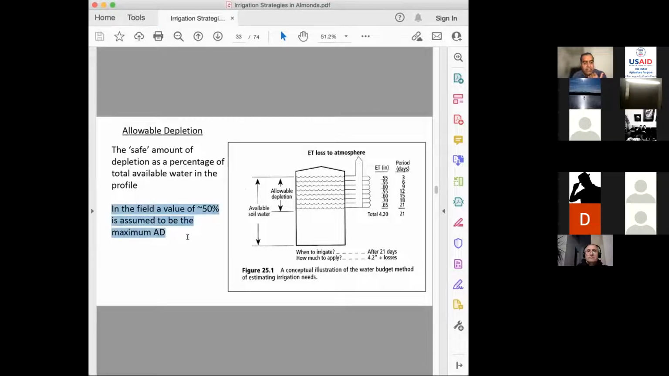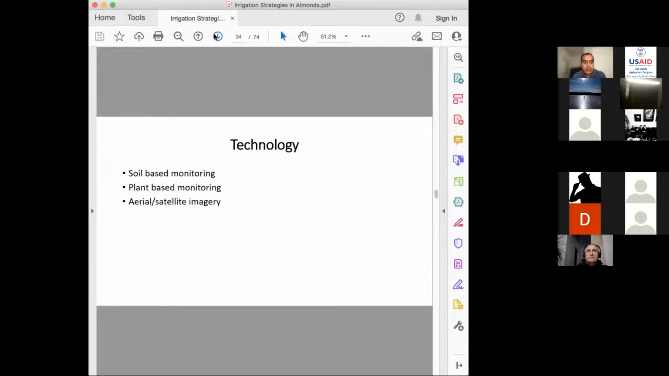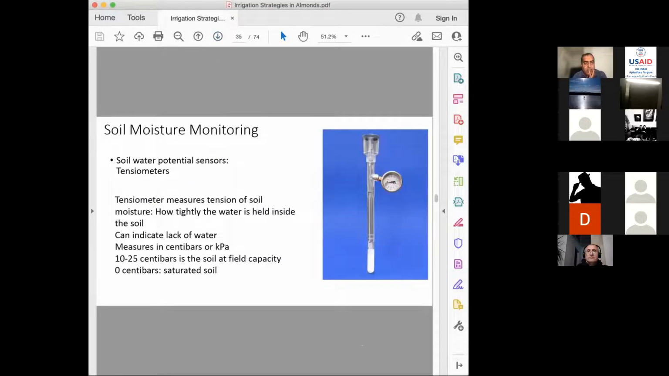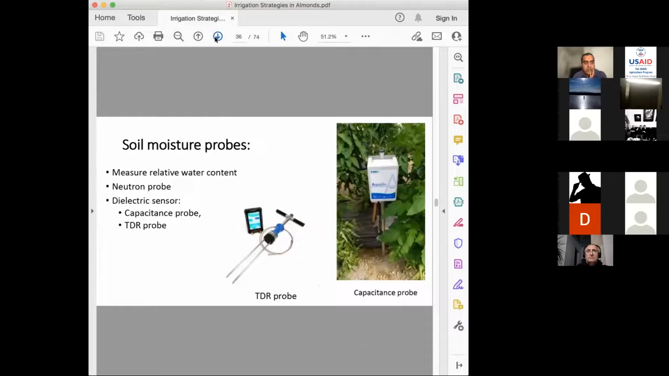Again, to emphasize, in the field, a value of 50% is assumed to be the maximum allowable depletion. So we do not deplete all soil available water, but only go up to 50% as the maximum allowable depletion. Okay, so we'll come back to the technology later after we have the question and answer session, because I want to go to the irrigation strategies. So I will actually skip this for now.